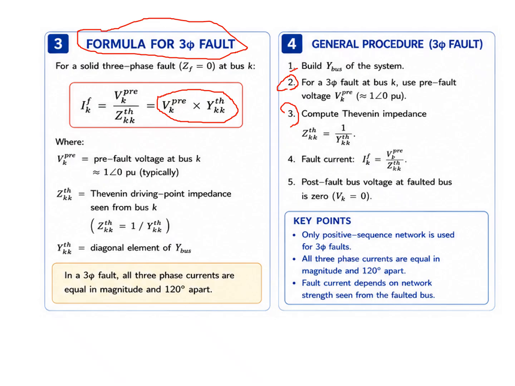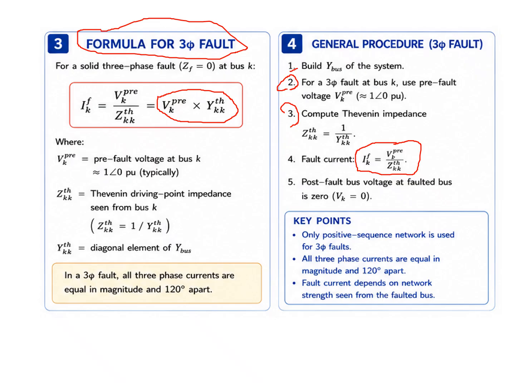If a fault current is required, we can calculate the fault current using the pre-fault voltage as a phasor divided by the driving point impedance. Post-fault voltage at a faulted bus is 0. At that time, we have 0 magnitude of Vk. But if we have ZF, we can calculate IF times ZF, which will be the magnitude of the voltage at the faulted bus. So these are the key points we have to consider when we are calculating a three-phase fault.